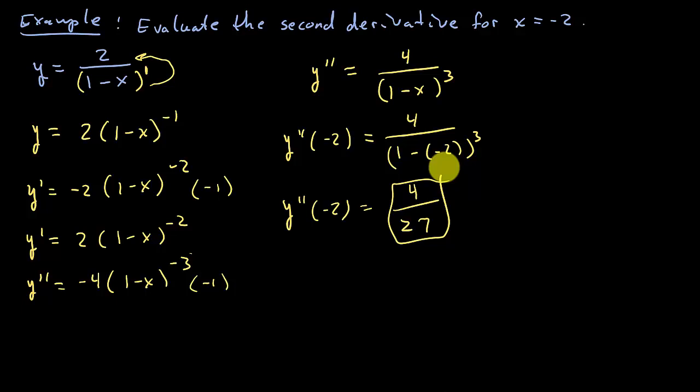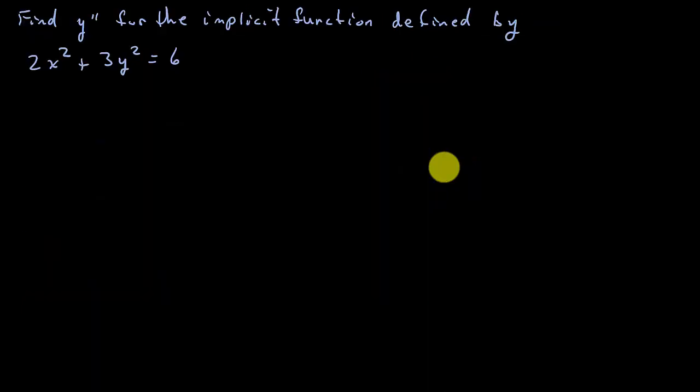All right, let's have a look at another one. All right, so here, find the second derivative for the implicit function defined by 2x squared plus 3y squared equals 6. All right, so when I'm making this video, it's assumed that you've already covered implicit differentiation. If you haven't done the implicit differentiation, I've got some videos on that. Go and watch them, and I go into more detail about doing it.